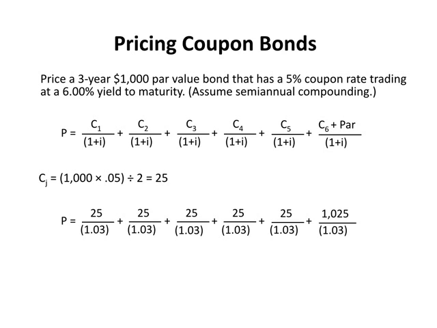Then each of those divisors needs to be raised to a power that reflects the amount of time until the receipt of the cash flow being discounted. Note in this example, the exponents are full integer values. The first coupon is discounted by 1 plus i to the first power, the second coupon by 1 plus i to the 2, and so forth and so on.